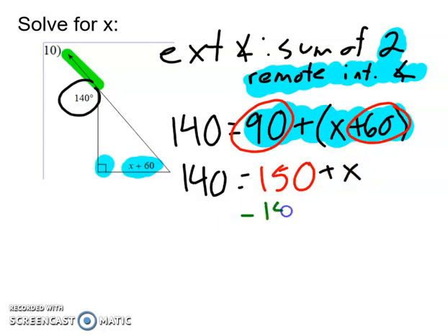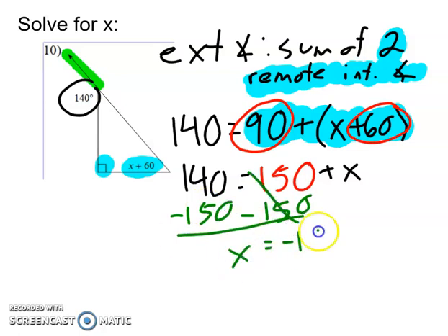To solve it, we subtract 150 from both sides, and we get that x is equal to negative 10, which is great. Remember how I said there were two ways to go about it? Well, if you use your knowledge of exterior angles, this is one way.